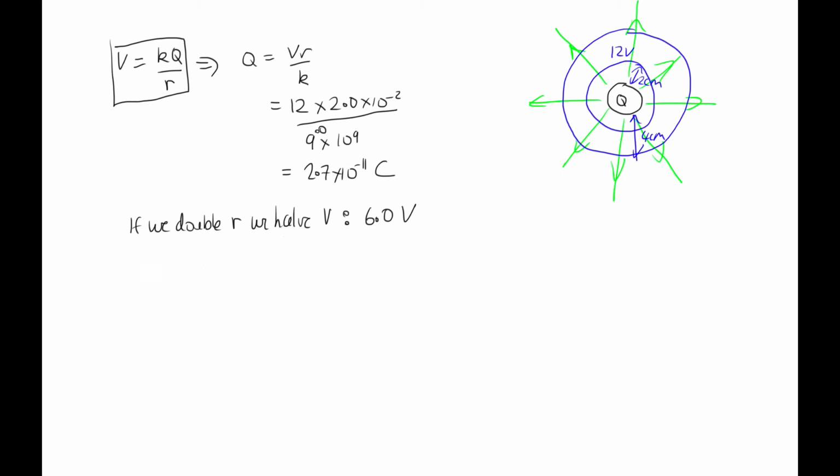Then in the third part, we're asked, well, what is the voltage 1 centimeter from this charge here? So here's 1 centimeter. So in this case, we've halved the radius. So if we halve the radius, then we're dividing here, instead of by r, by half r, which hopefully you can see means that we'll end up with double this. So if we halve the radius, we double V. So that will be equal to 24 volts. So that's the answer to the third part.